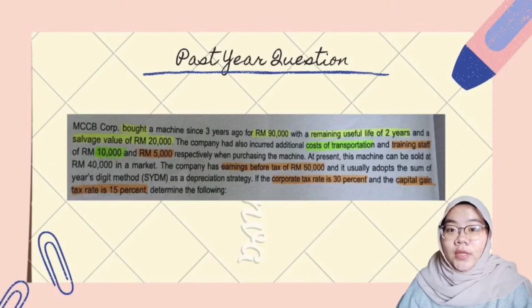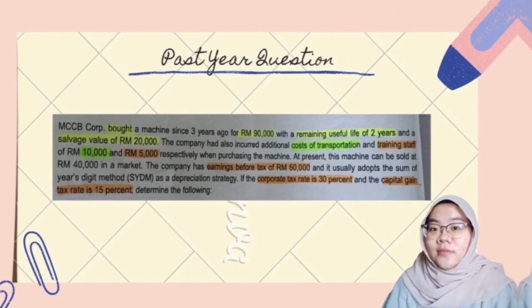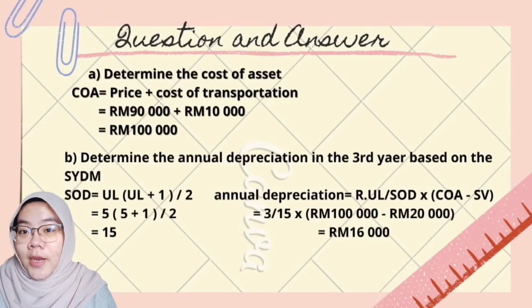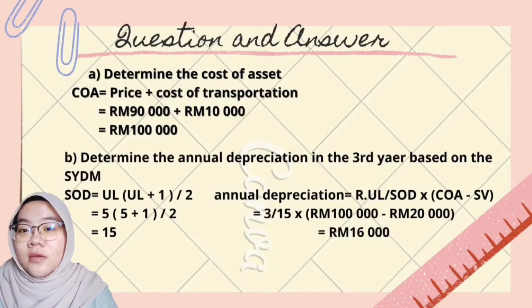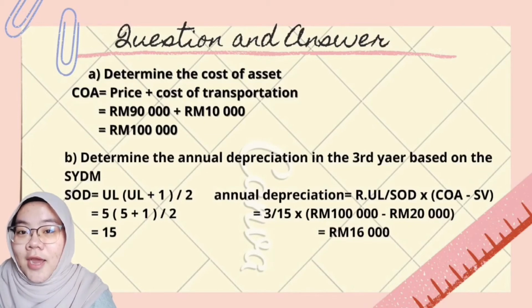Okay, next I will teach you these past few questions. The first question is to determine the cost of asset. The formula for cost of asset is price plus other costs, which means installation cost and transportation cost. The price is 90,000 and the other cost of transportation is 10,000. So the total cost of asset is 100,000.